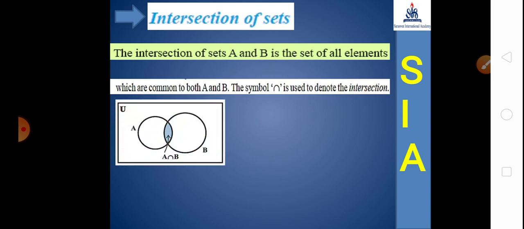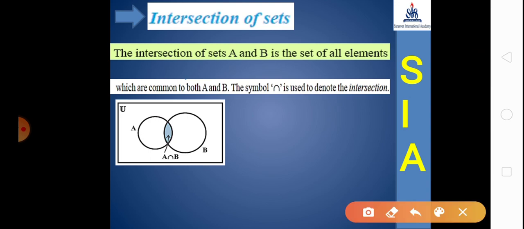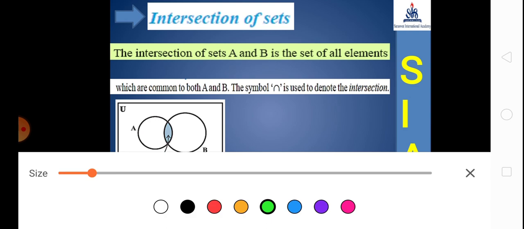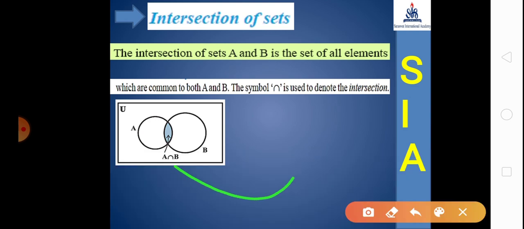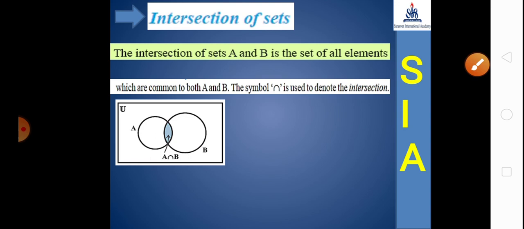Look at that, this drawing is a Venn diagram. Set A and set B: only the common region indicates our intersection set. These are the common region. Look at that middle area, and this middle area, the common region of A and B, is called the intersection set.